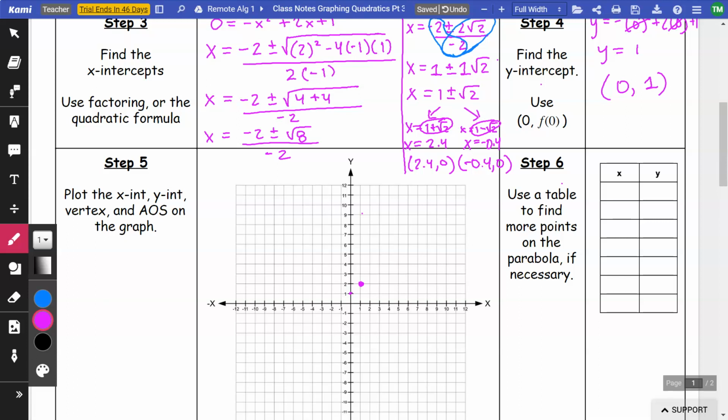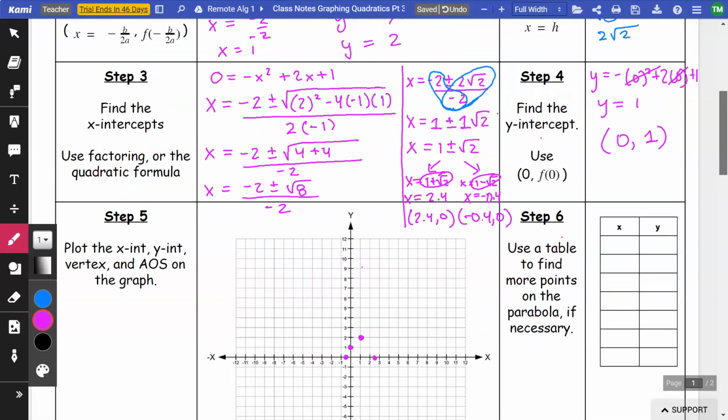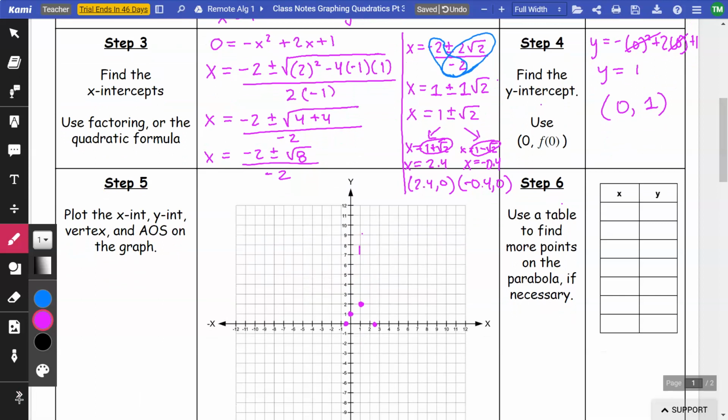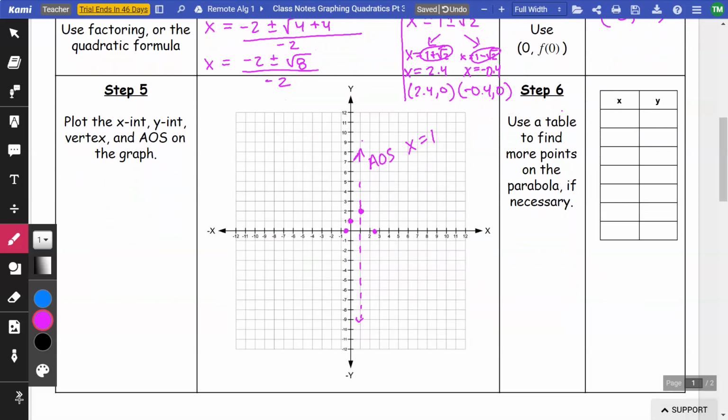Our y-intercept is at 0, 1. We have an x-intercept at negative 0.4, so about there, and then 2.4, so about there. So now we just need to find a couple extra points to help us. Actually, just kidding. I need to graph my axis of symmetry. So my axis of symmetry was at x equals 1. There we go. So now we can actually reflect our y-intercept, which is 1 away, to 1 away on the right side. There we go.